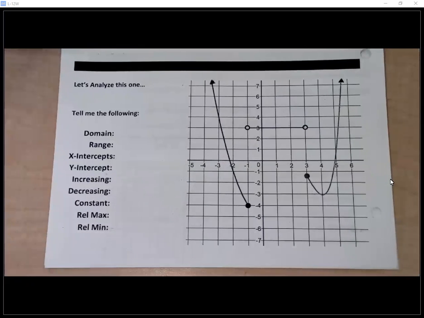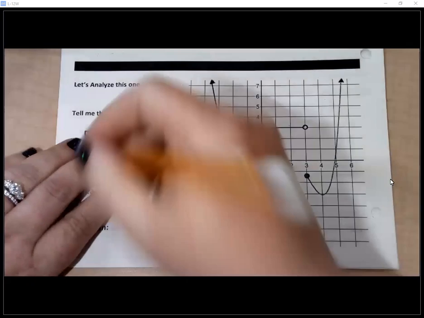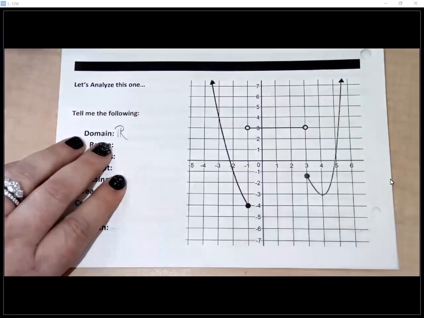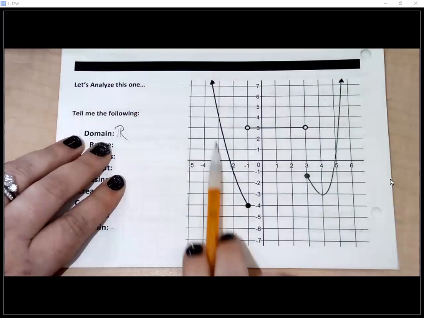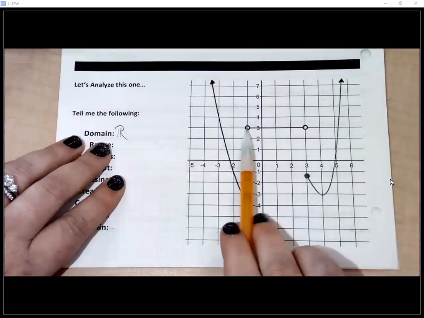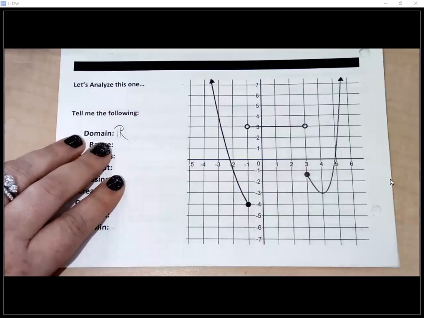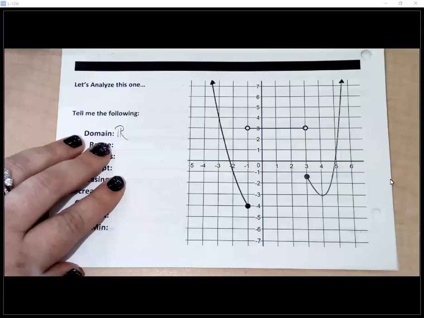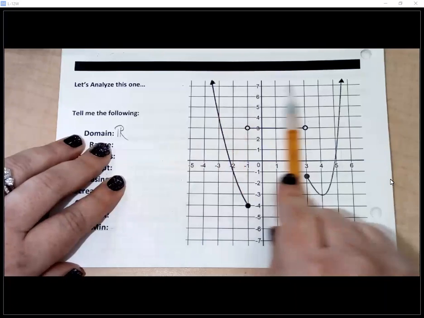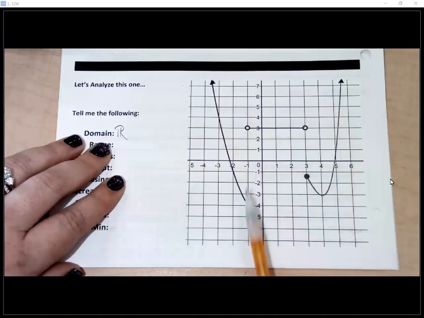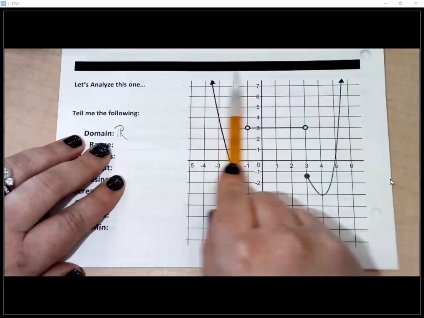Domain. I say all reals. As I'm moving from left to right, I know that there's an open dot here, but I have a closed dot here, so it's fine. I have a closed dot here. I can get all the way from one side to the other with no gaps horizontally. I don't care if I have to jump up and down. I want to make sure I can go horizontally all the way across, and I can.